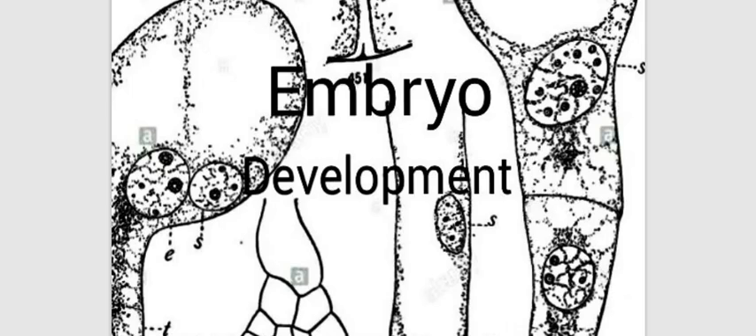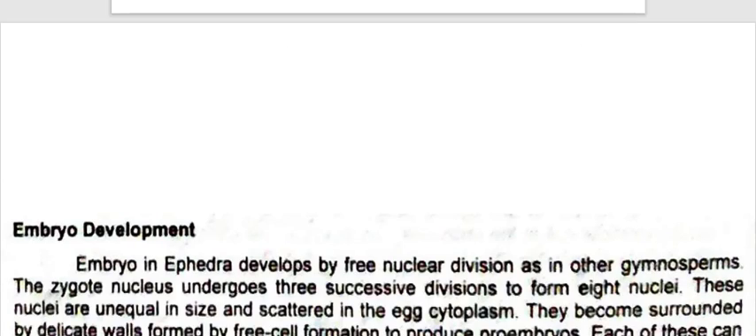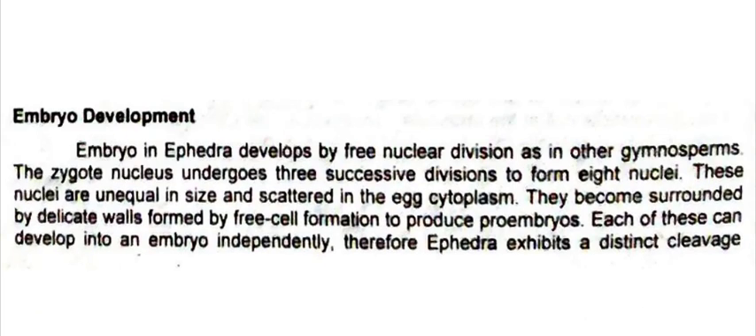Class, today we will discuss the development of embryo in Ephedra. In Ephedra, embryo develops by free nuclear division like other gymnosperms. First, the zygote nucleus divides 3 times to form 8 nuclei. As a result of these 3 divisions, 8 nuclei are produced, and these nuclei are unequal in size and scattered in the egg cytoplasm.